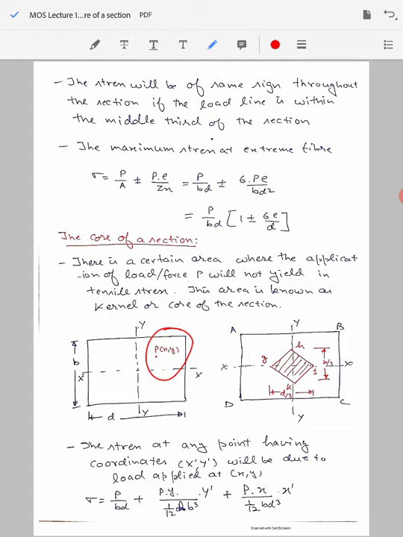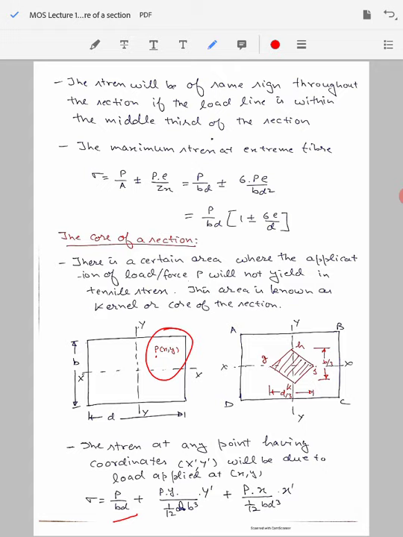So we want to calculate the stress at the other points in the section. The stress at any point having coordinate x dash, y dash in general will be given by the equation which I have written here. This stress will be the sum of, number 1, the axial compressive stress due to the application of load P, which will be simply load divided by the cross-section area of this section. Because it is a rectangular section, the cross-section area will be B into D. So P divided by BD will be the amount of compressive stress produced.